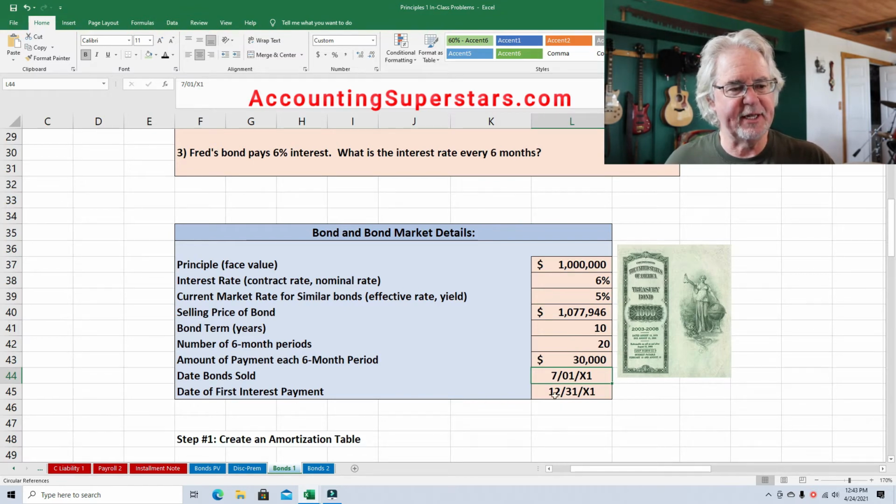The date the bonds are sold is July 1st, 2001. The date of the first interest payment is 6 months later at the end of the year, December 31st, 2001.